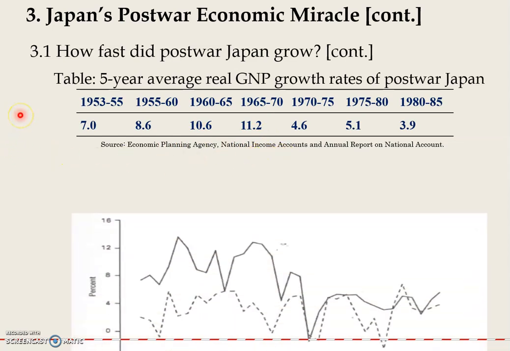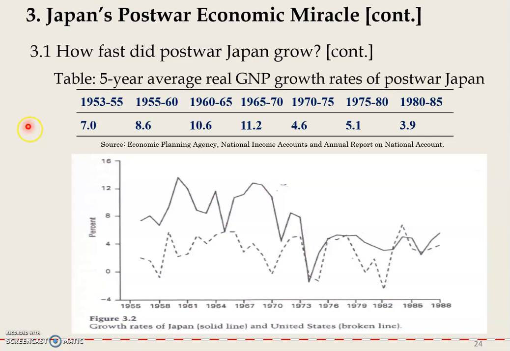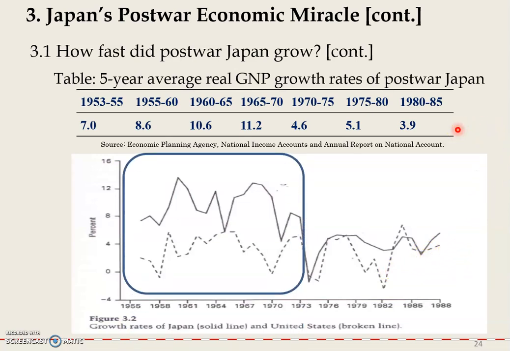That's very impressive. Once again, from the same book, I took this figure showing the growth rate of Japan and the United States. As you can see, from the mid to late 1950s all the way to the early 1970s, the Japanese economic growth rate was higher than that of the United States. So here we have already talked about how fast it grew, and in the next video we're going to discuss how it could grow this fast, especially for the rest of the world to copy.